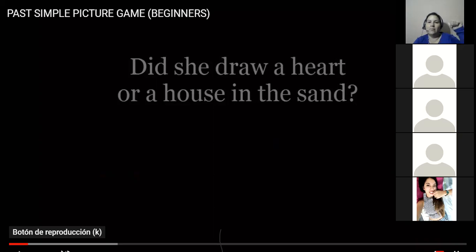She drew a heart, she didn't draw a house in the sand. Very good. She drew a heart would be one, the positive, but the negative, she didn't draw a house in the sand. House in the sand. Very good. Okay, let's take a look if we're correct.